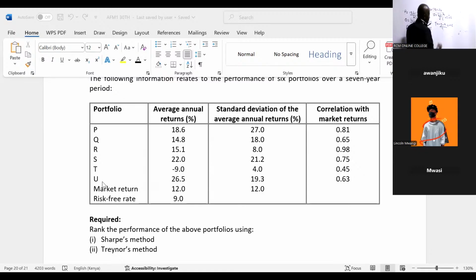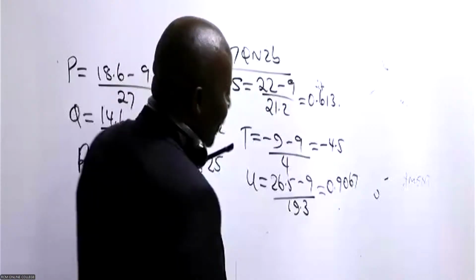After T, I can see U. What is the average return of U? Minus 9, all over the standard deviation of U, which is 19.3. Which gave 0.9067. And that is all the 6 securities. Don't evaluate the market. So then go ahead and rank them. The examiner wanted us to rank them.